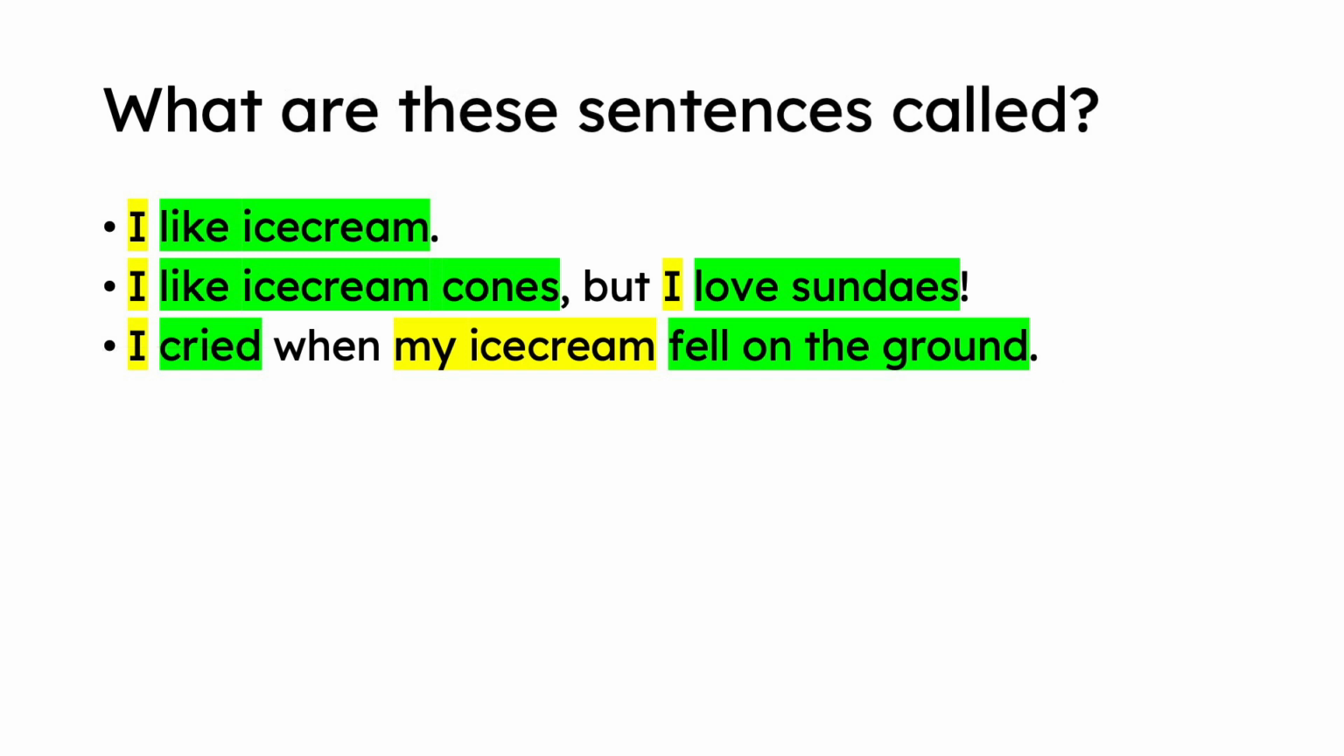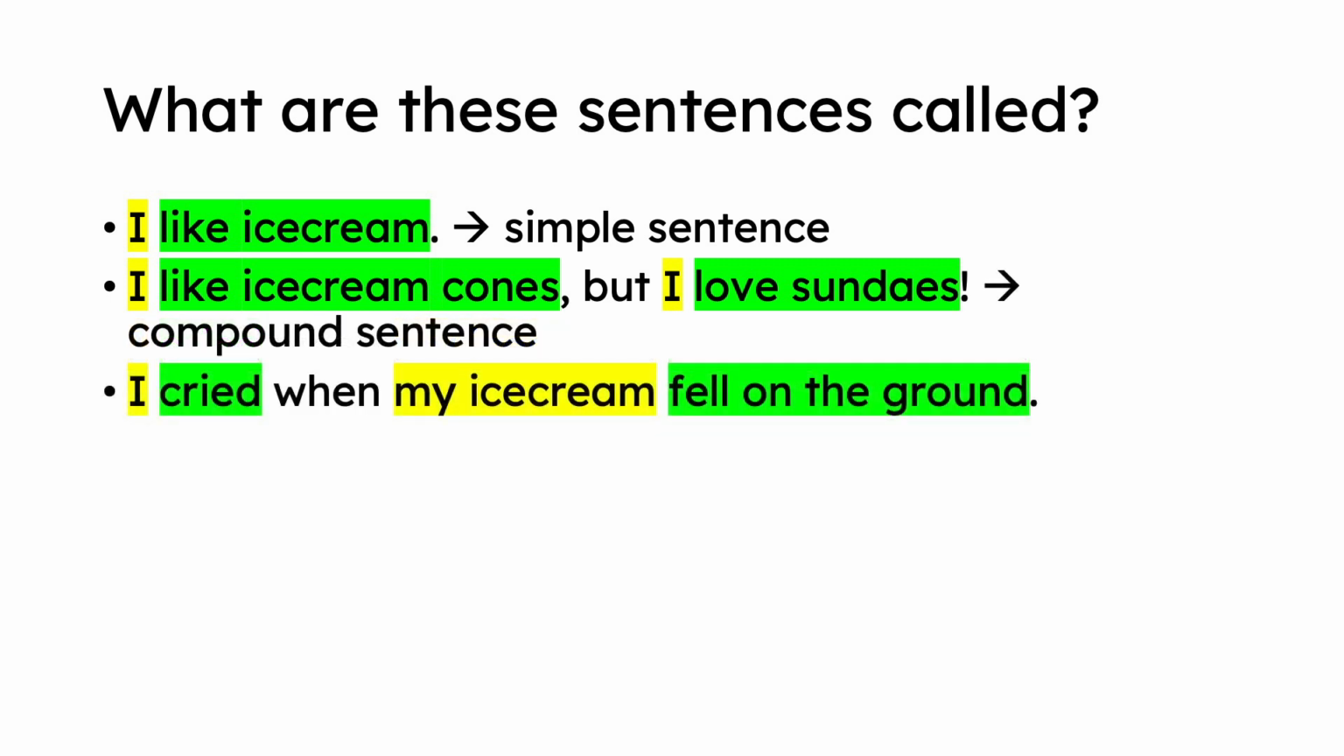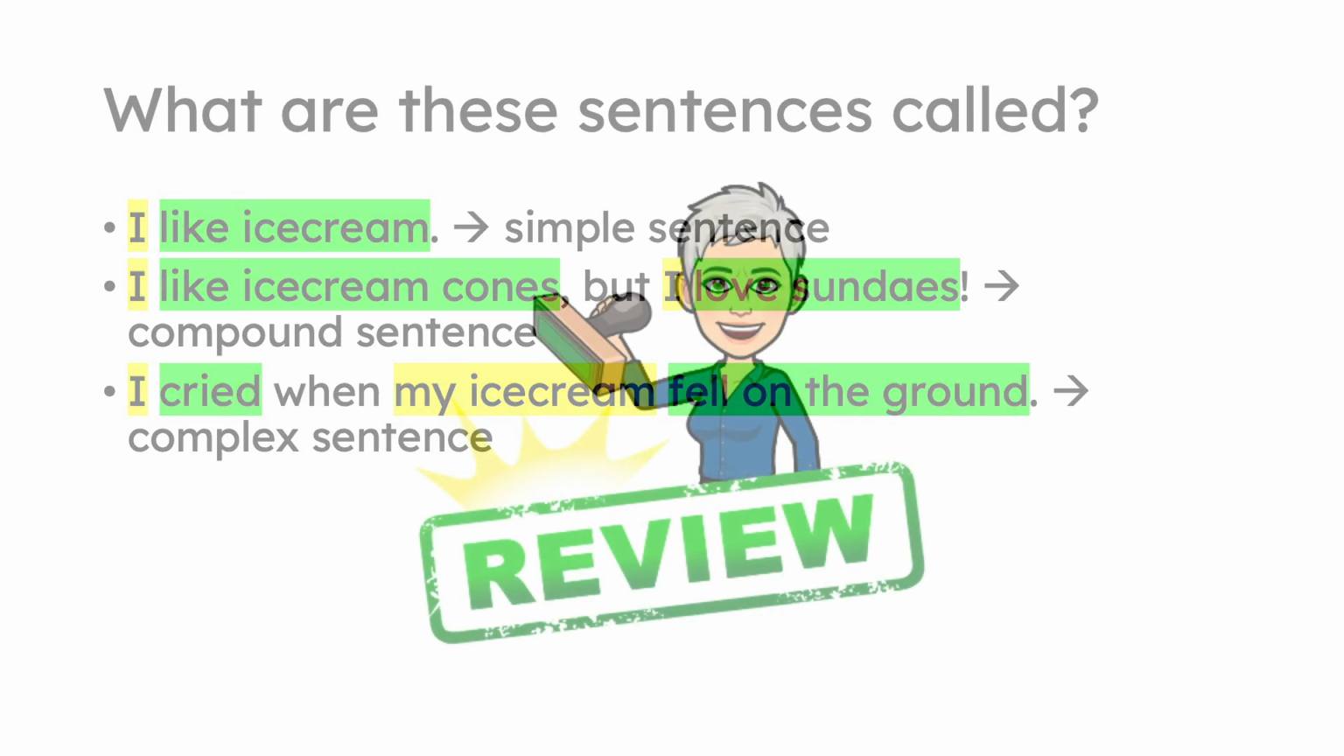These 3 different kinds of sentences have different names. The first sentence is a simple sentence. The second sentence is a compound sentence. The third sentence is a complex sentence. In the next video, I'll tell you what these different kinds of sentences mean.